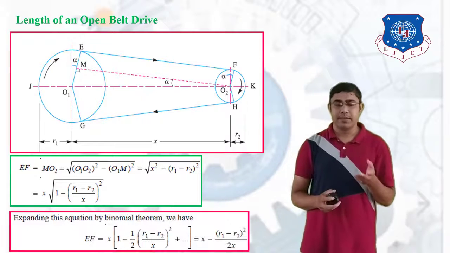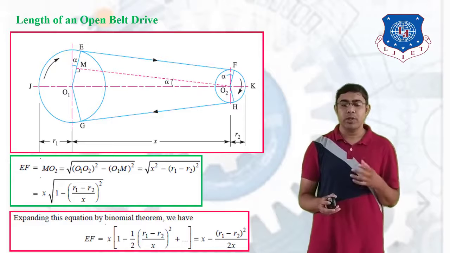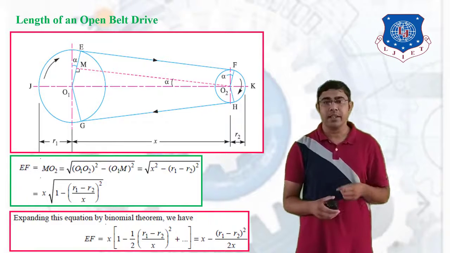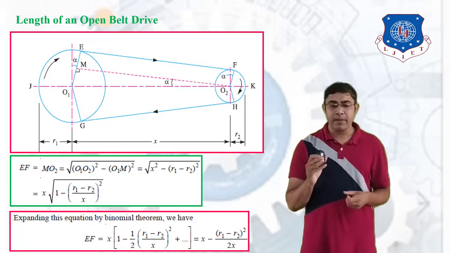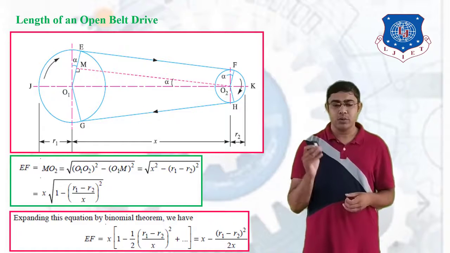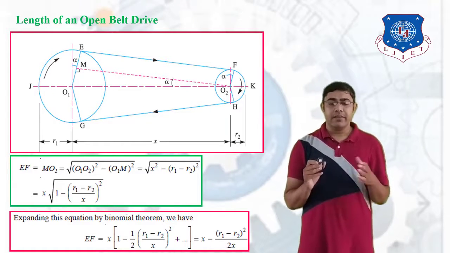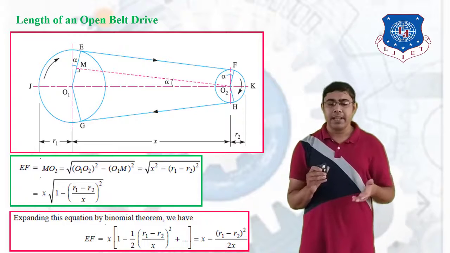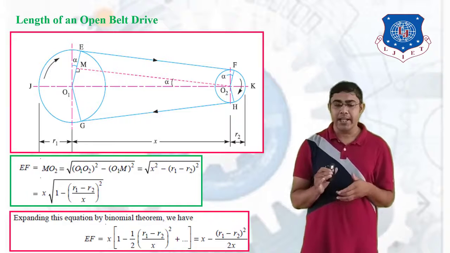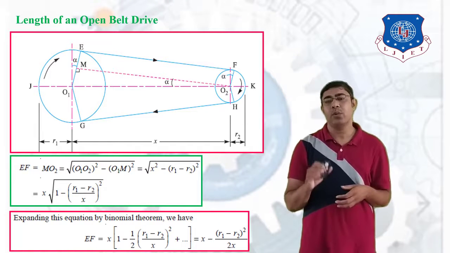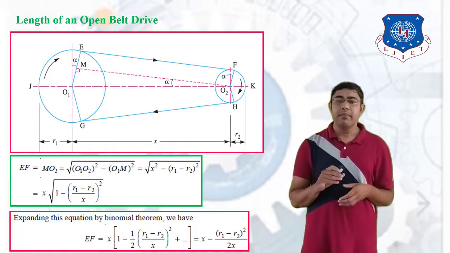We expand this equation up to two terms. So we get EF is equal to X into 1 minus 1 half of R1 minus R2 by X, raised to whole square. If we multiply X with the bracket, we get EF is equal to X minus R1 minus R2 raised to whole square divided by 2X.